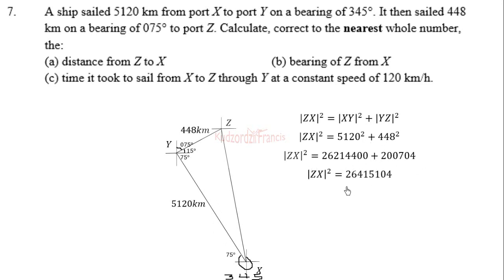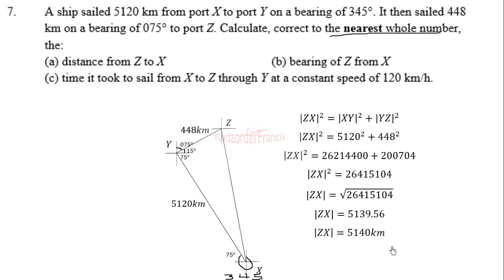We add this to obtain 264,15104. This is a bit huge. So we take the square root of both sides, positive square root, and that will give us 5,139.56 kilometers. And the question demands that we calculate correct to the nearest whole number, and that will give you 5,140 kilometers. Now let's continue to the B part.